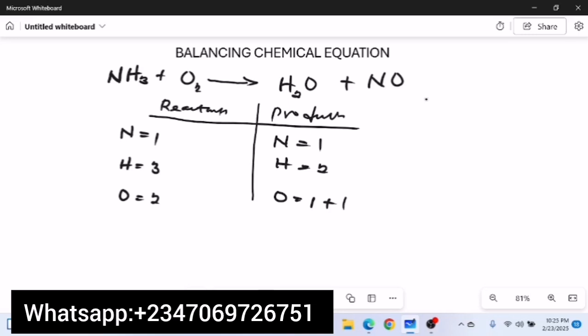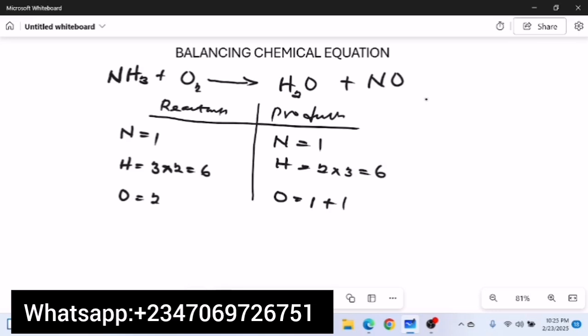Now, we need to balance our hydrogen atom. Since I have 3 moles of hydrogen on the reactant and 2 moles on the product, then we need to make them the same. In order to do that, all I need to do is simply multiply. So I can easily multiply the hydrogen atom by 2. That's for the one on the reactant. So this is going to give me 6 hydrogen atoms. Then for the product, I will simply multiply by 3. This will give me also 6. So you see now that hydrogen is balanced.